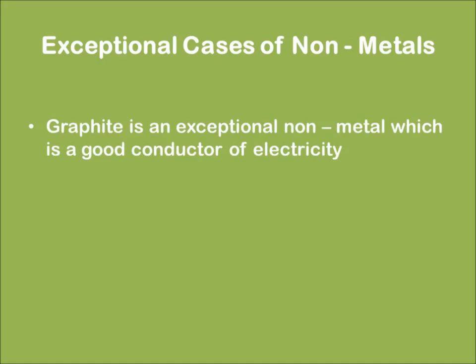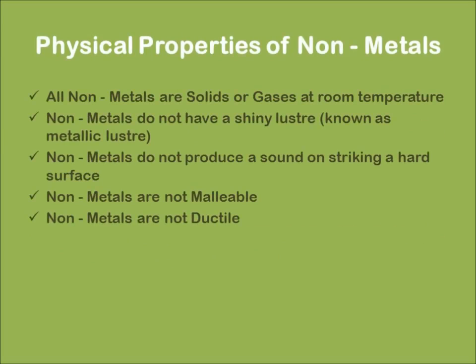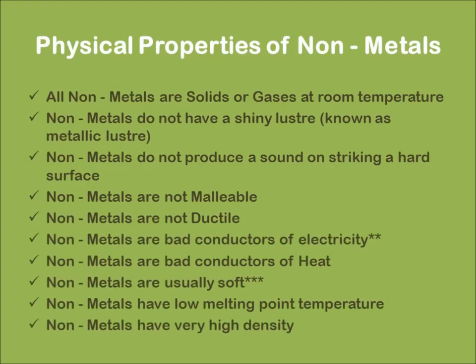Graphite is an exceptional non-metal which is a very good conductor of electricity. Similarly, diamond is an exceptional non-metal which is the hardest ever known, and it's very precious also. So altogether, the physical properties of a non-metal have been displayed below.